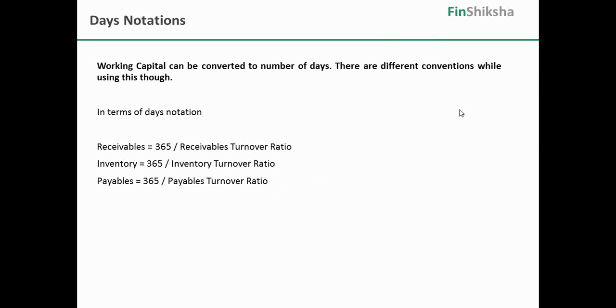Let's understand this. Let's take receivables for example and try to understand this in a very, very simple fashion. That should give us an idea of what this day notation means. Let's assume there is a company that has sales of 365 crore. It also has receivables of 30 crore. Fine. What does this effectively mean?